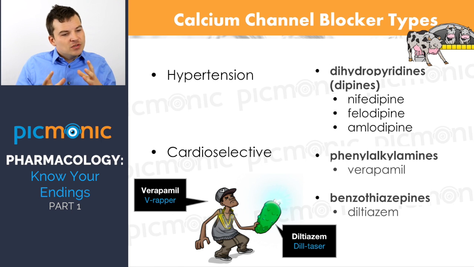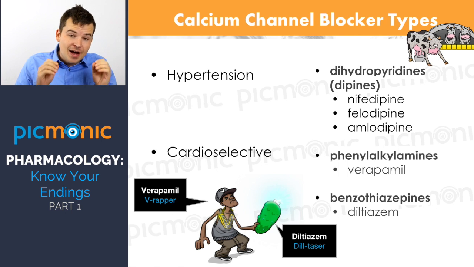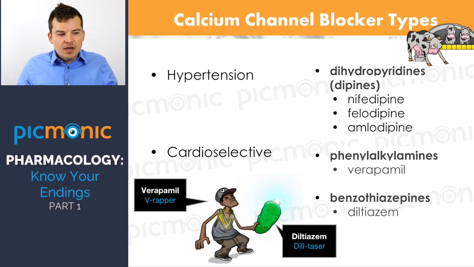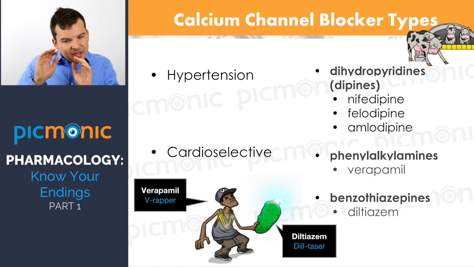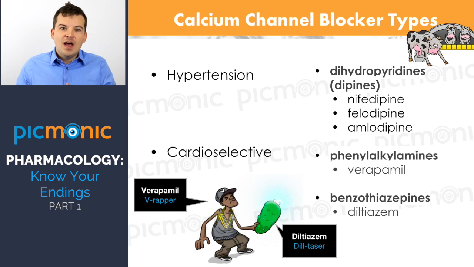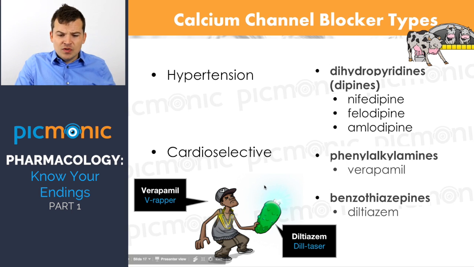Diltiazem is a cardioselective calcium channel blocker. We block calcium channels. We stop excitability. We slow it down. We calm it down. Calm down, calcium. You don't need to get so excited, getting all those channels excited. So we usually see diltiazem used in atrial fibrillation for rate control. Verapamil we see often sometimes used in the same type of way. And of course, the dihydropyridines, the dipines, we use for blood pressure.